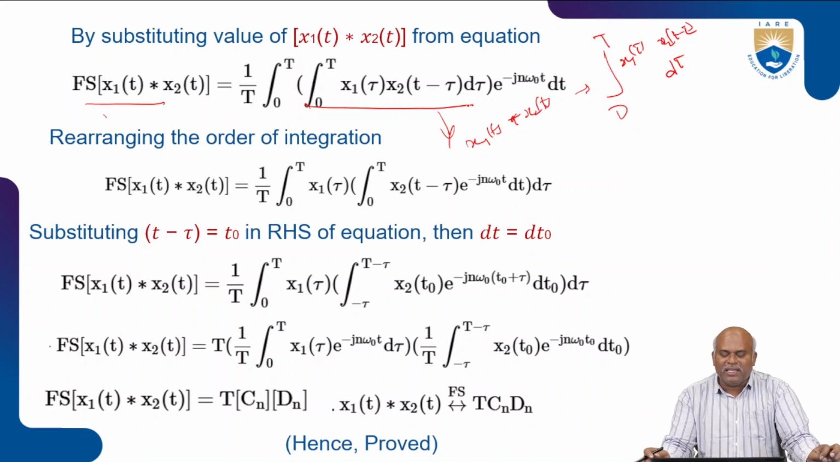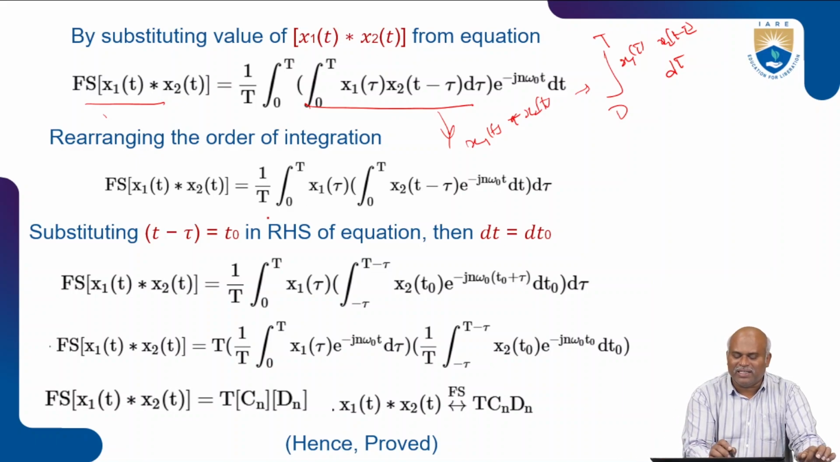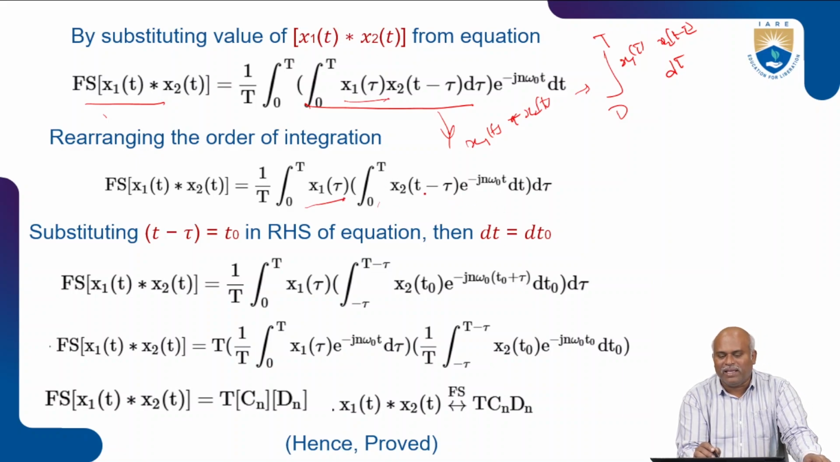Then rearranging the order of integration. We need to rearrange the order of integration. 1 by T is present, integration of 0 to T. This x1 of tau doesn't depend on t, so I take it out. So after that, integration of 0 to T, x2 of t minus tau e power j n omega 0 t, dt and d tau.